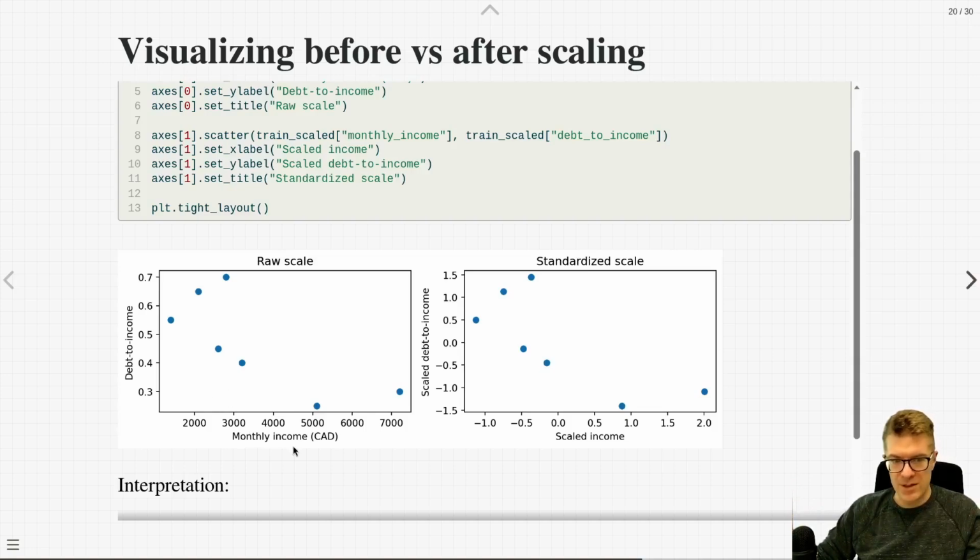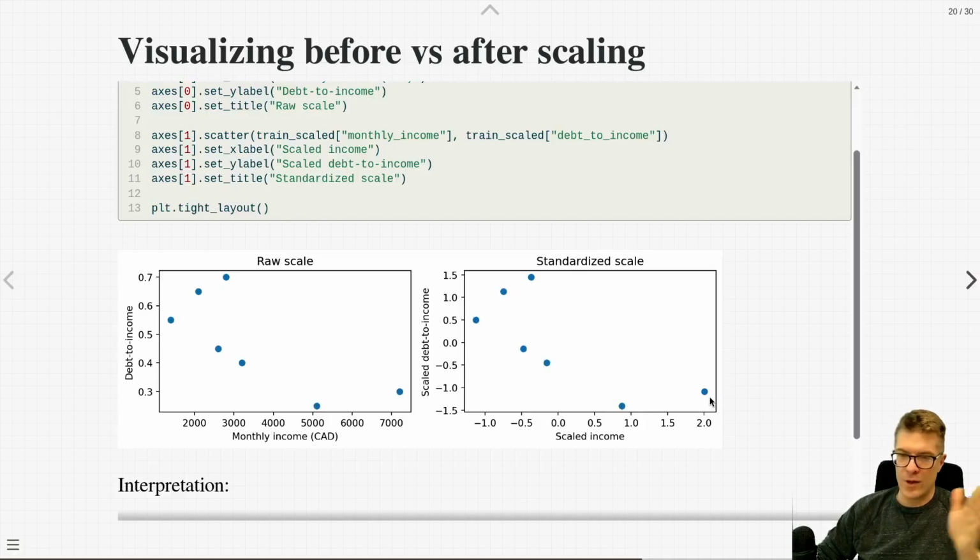But as you can see, as before, the scales are all different. So the monthly income no longer goes from less than 2,000 to a bit over 7,000. Now it goes, in this case, from a little bit less than -1 to up to 2. Okay, and then the average of all of these data is going to be around 0, which I'm indicating right now.